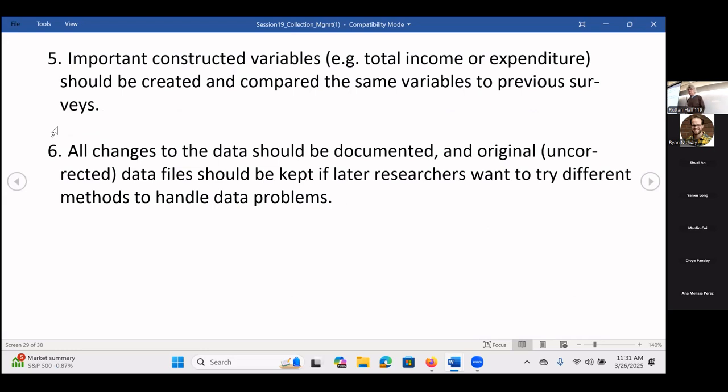Okay. And then finally, all these changes that you make to the data after the data collection is over should be documented, and they should be written up so that everybody can see. There's going to be a raw data file before you do anything, and then a clean data file after you make these changes. So you need to have both files and a document, or a program, a Stata do file, that shows what you did to go from the raw data to the clean data.